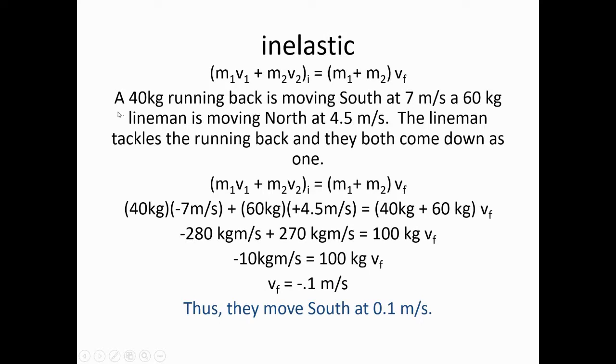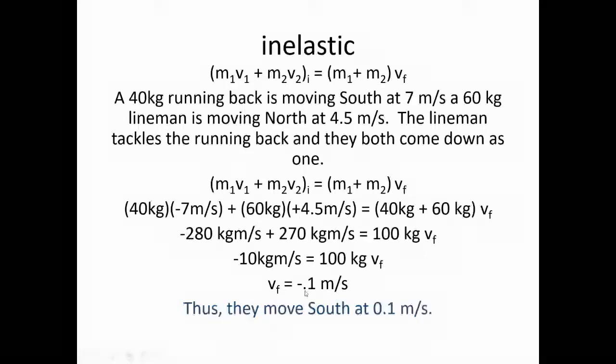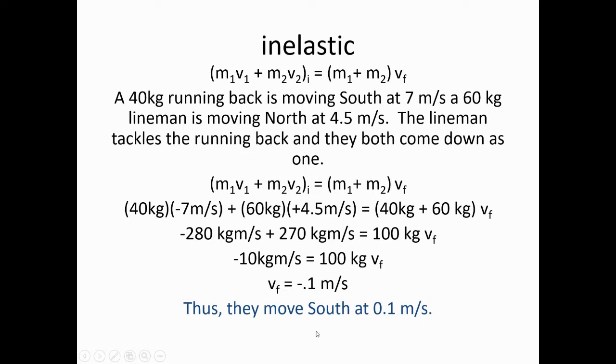All right, inelastic. This is where they're tackling each other. You have the momentum of the first person plus the momentum of the second person equals the combined masses with one velocity. If you notice, the 40 is moving south, so he's -7. This one's moving north, so he's positive. We usually say north and east are positives, south and west are negatives, just for your information. So here they calculate out, and the final velocity of the two of them is -0.1. That means when they get tackled, they move south at 0.1 meters per second.